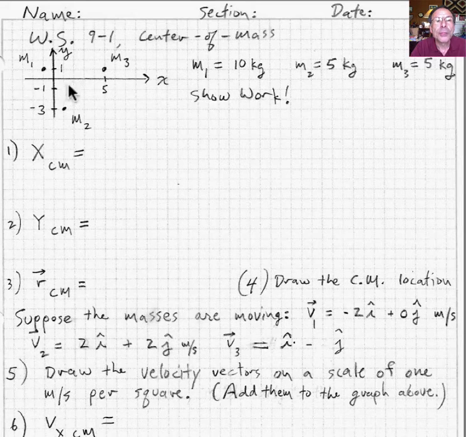I want you to find the center of mass for this configuration. So I've got mass 1, which is over here at x equals -1, y equals +1, and it happens to have a mass of 10 kilograms. Mass 2 is down here, and it has mass 5 kilograms. Mass 3 has 5 kilograms, and it's over here. So I'm going to get you started on this.